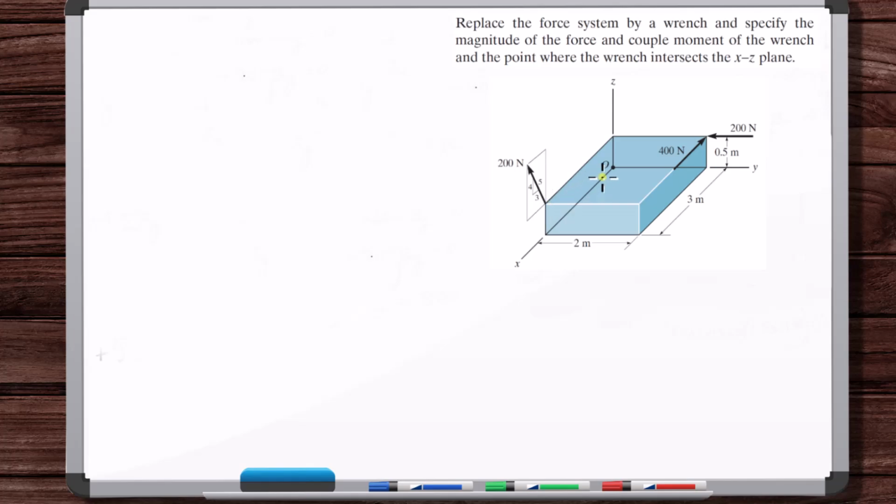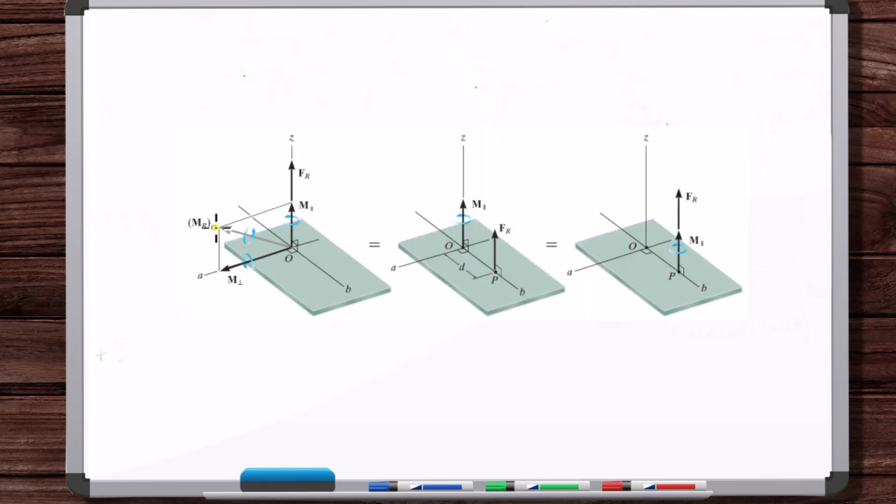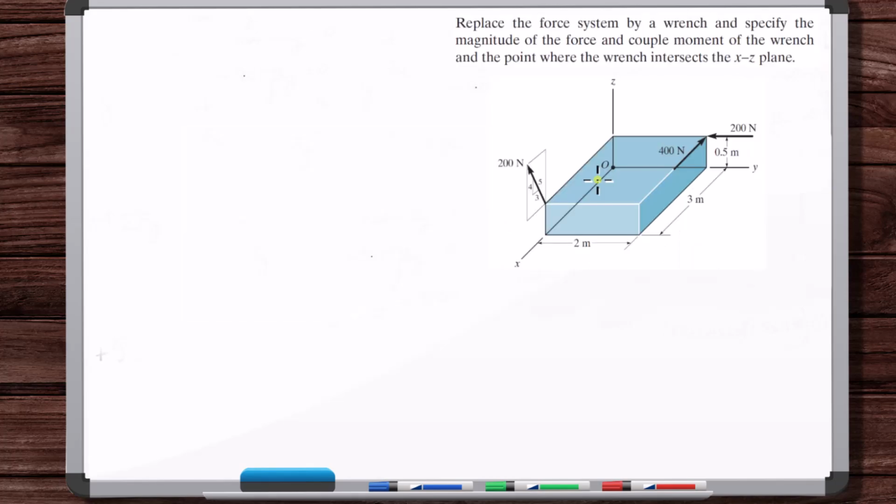That's what we're going to do here. Now note that we're going to use point O as our point where we first get the couple moment and resultant force. But we could do this about any point. We could move the origin out here. We could do it about some point off the origin. You would get the same result in all cases.